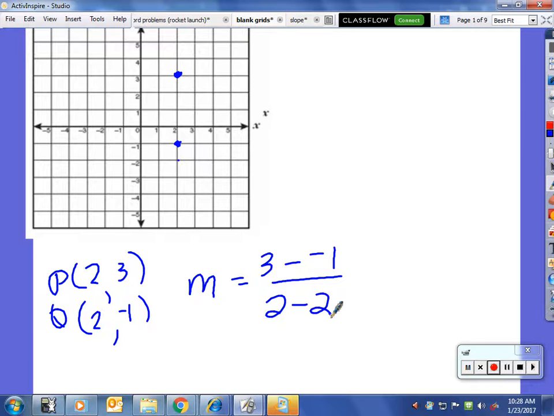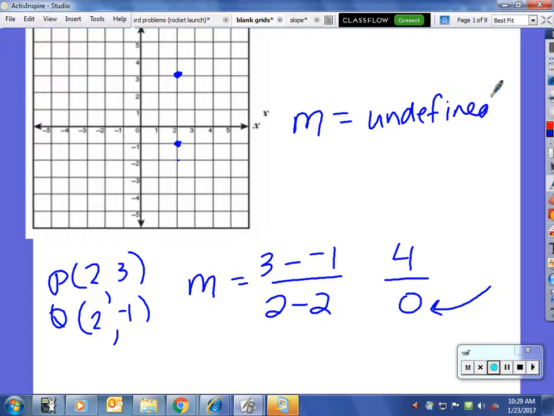It really doesn't matter what happens on the top. What is 3 minus negative 1? 4 over 0. Alarms should be going off in your head. You are breaking a commandment right here if you try to divide by 0. If this happens to you, what would you tell me the slope is? Undefined. If you try to divide by 0 in your calculator, it's going to tell you error. You need to know that means I can't do that. It's not allowed. It's undefined.